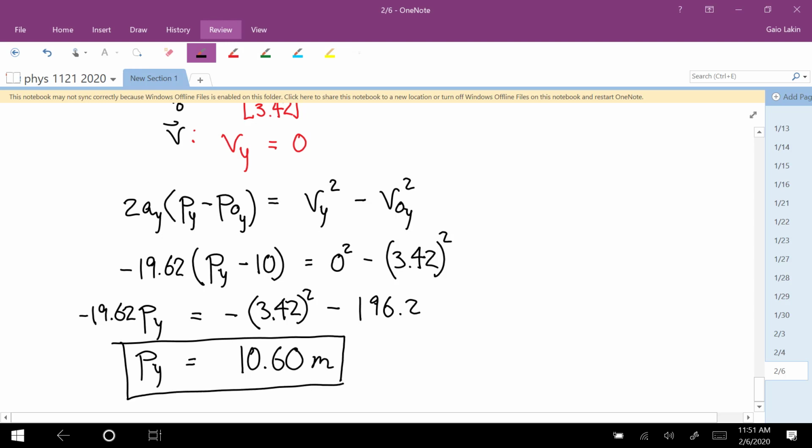So even though the object was just dropped, it has that initial velocity from the motion of the car, and that initial velocity makes it rise 0.6 meters before it starts falling back down. Any questions about that? Okay, that's all. See you in lab tomorrow.